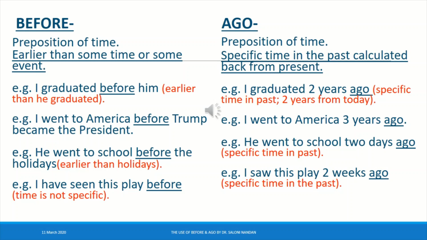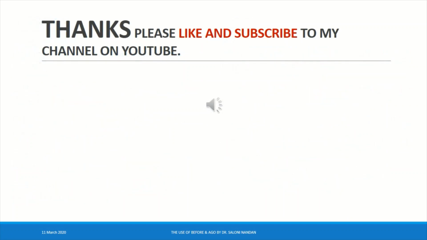Another example is, I saw this play 2 weeks ago. 2 weeks is specific time in the past from today. I hope you have understood the difference between the use of before and ago.